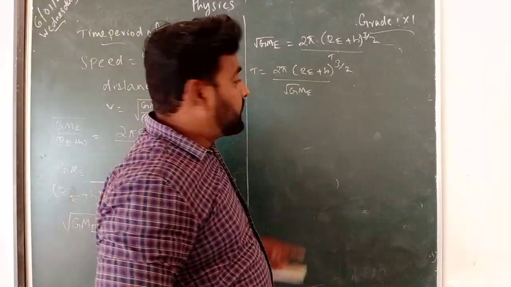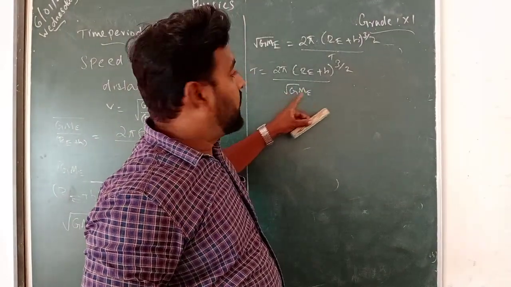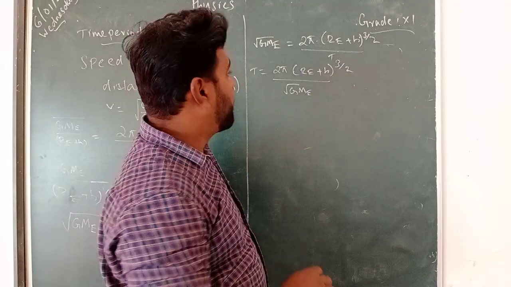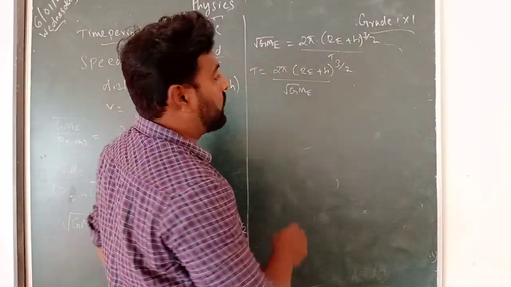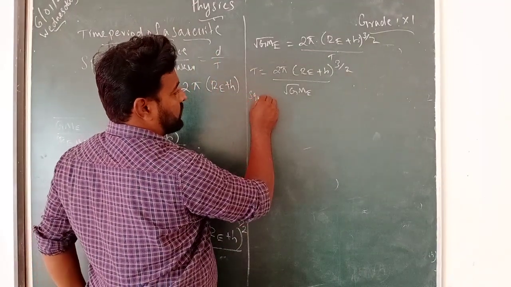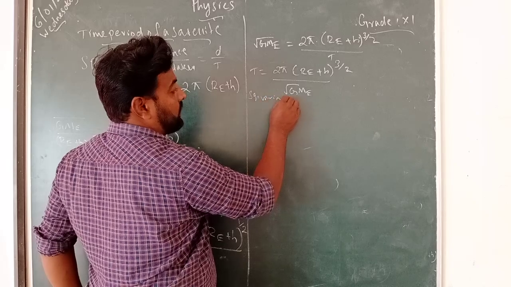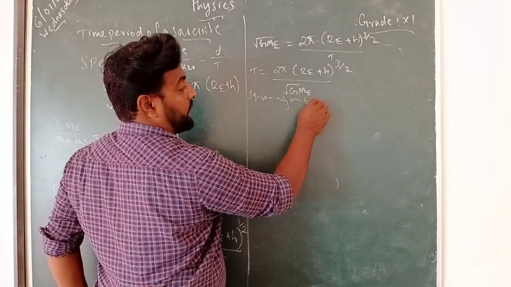Now we have to change this square root and this power value. So what we have to do is square on both sides.